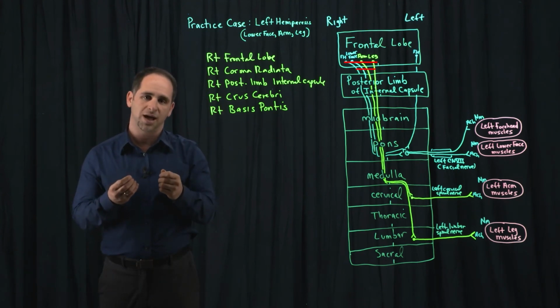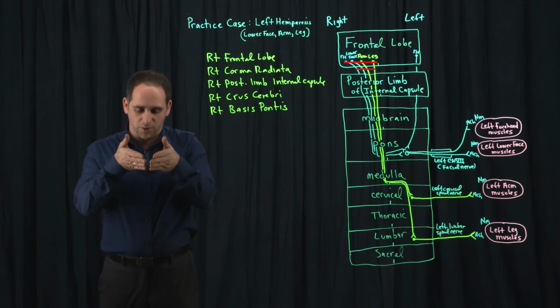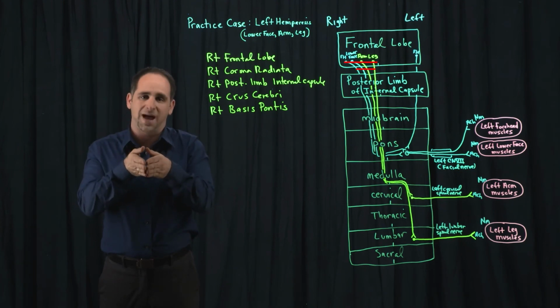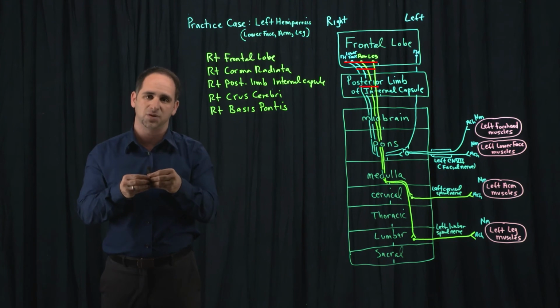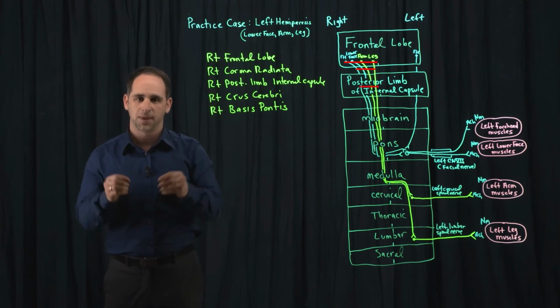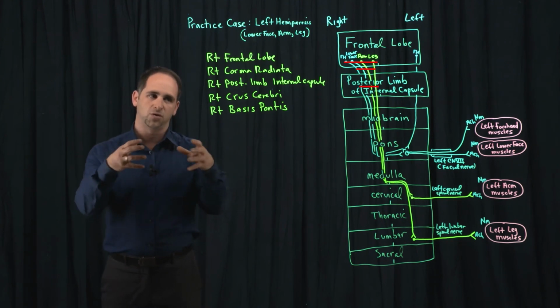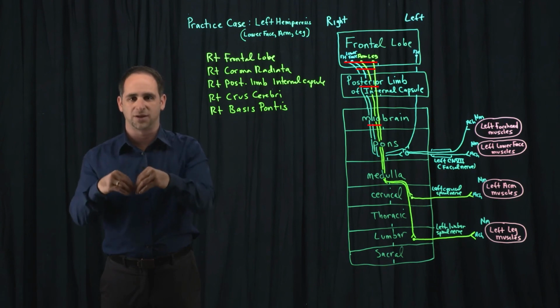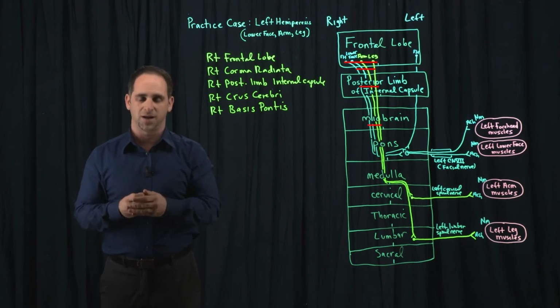I also could have the lesion where all those upper motor neuron axons are all traveling together, very tightly packed in the posterior limb of the internal capsule. That would be another possibility, the right posterior limb of the internal capsule. If I go down a little bit lower, remember in the crus cerebri on the right side, I still have all those upper motor neuron axons traveling together. So that certainly could be a possibility.